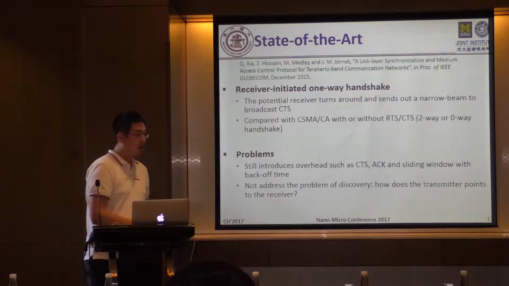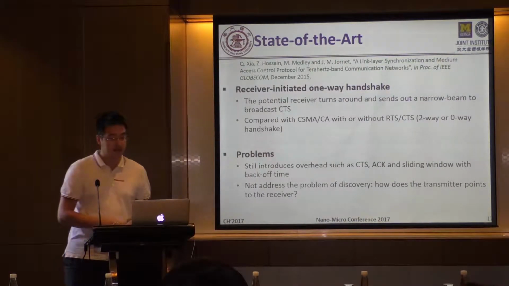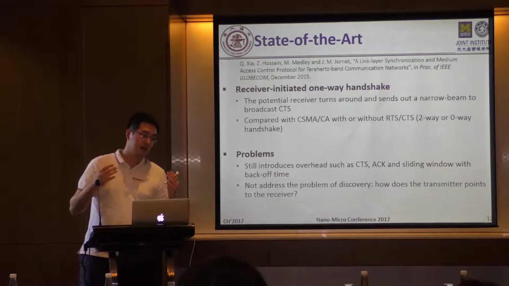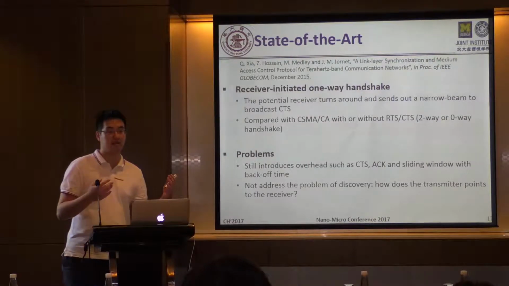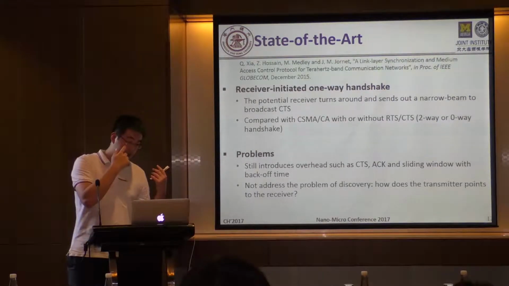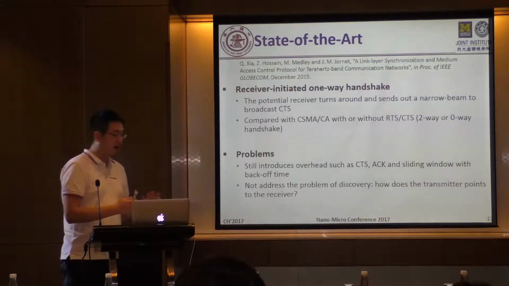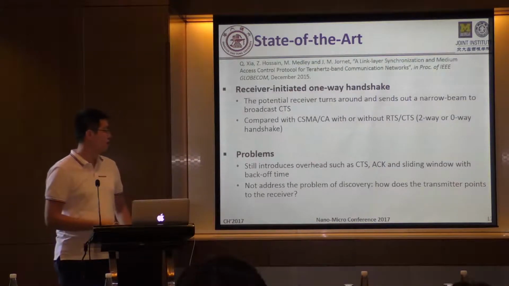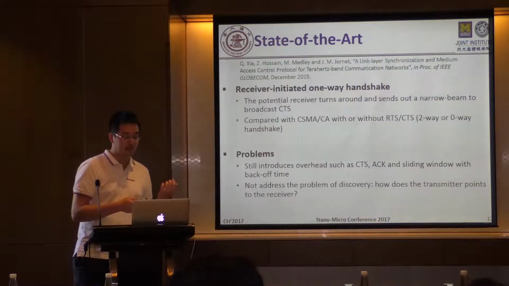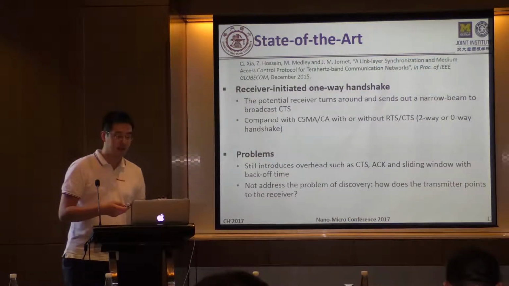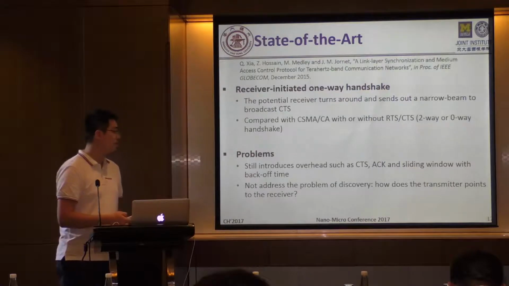And also from the University at Buffalo, Professor Jornet and colleagues proposed a receiver-initiated one-way handshake. Remember we said network association is very hard from the transmitter perspective, right? Then they had the idea to say, okay, we start from a receiver-initiated handshake instead. However, this still introduces some overhead. For example, we need to send CTS, ACK, and a sliding window, and it also didn't carefully address the problem of discovery. How does the transmitter point to the receiver, right? It's only a very sharp beam.